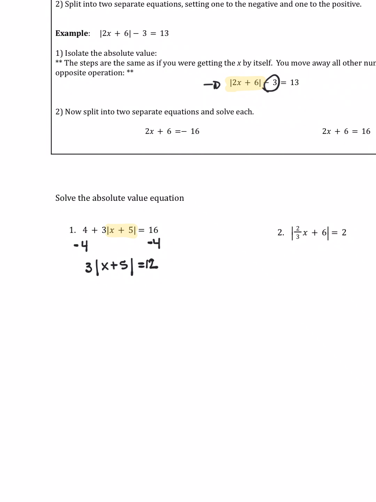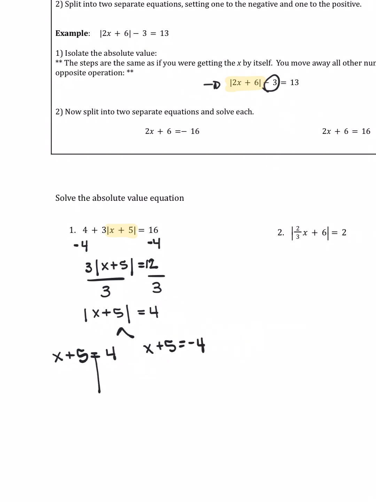So now if I'm looking back up at what's not highlighted, that 3 is not highlighted. So I have to get rid of multiplying by 3. To undo multiplying by 3, we're going to divide both sides by 3. So now I have the absolute value of x plus 5 equal to 4. From this point, since whatever was highlighted, the absolute value, is alone, this is where you split into your two equations. The thing inside the absolute value bars stays the same, but I change what I'm equal to, one positive and one negative.